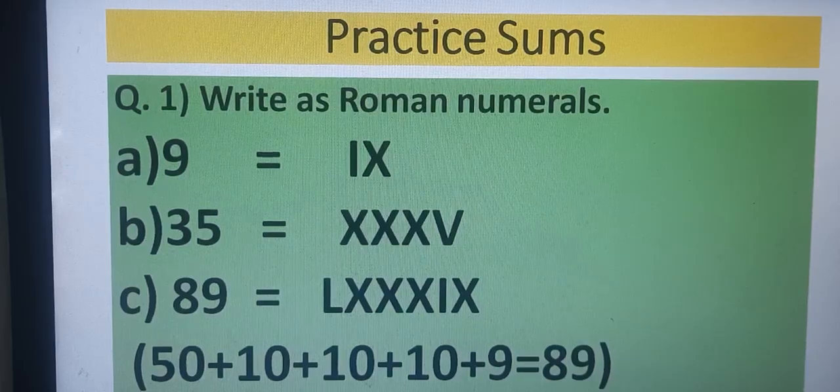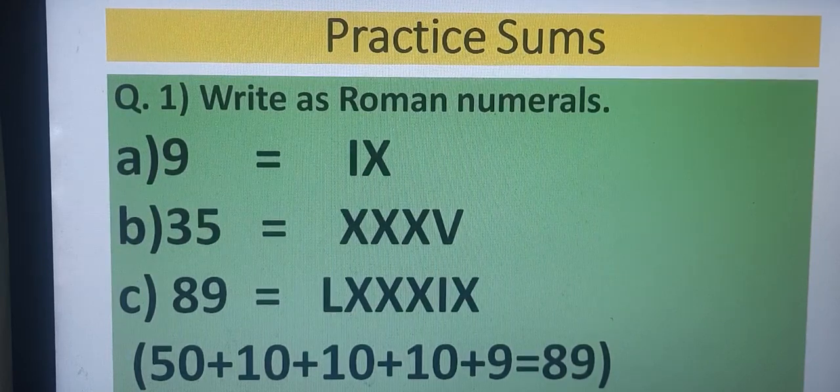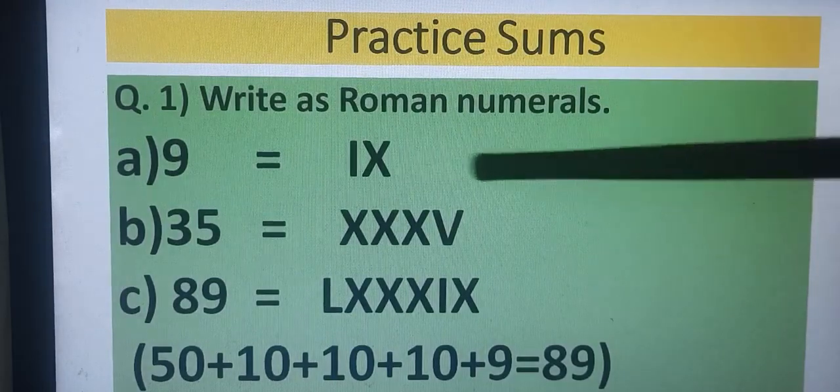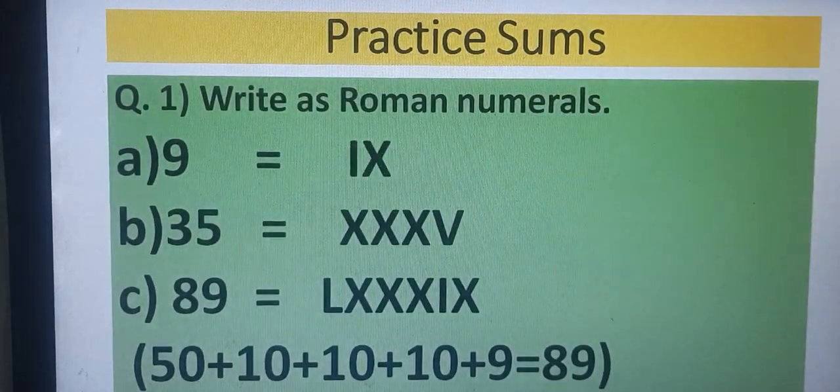If you have understood this, then we will do our practice questions. One table is given in your book. You have to read that table. Revise the rules very, very carefully. Practice question 1. Write as Roman numerals.